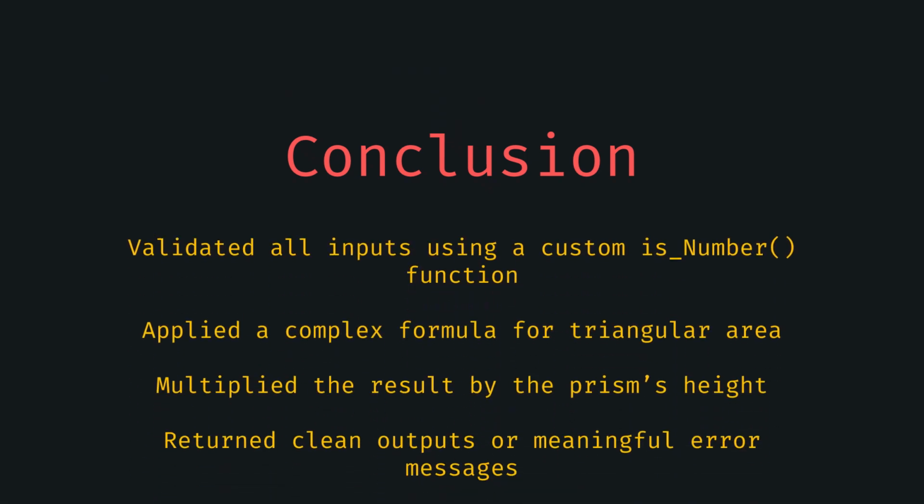Today, we built a smart function that calculates the volume of a triangular prism using only side lengths and height. We've covered input validation, formula application, and error handling. It is a great example of blending geometry with clean JavaScript logic.